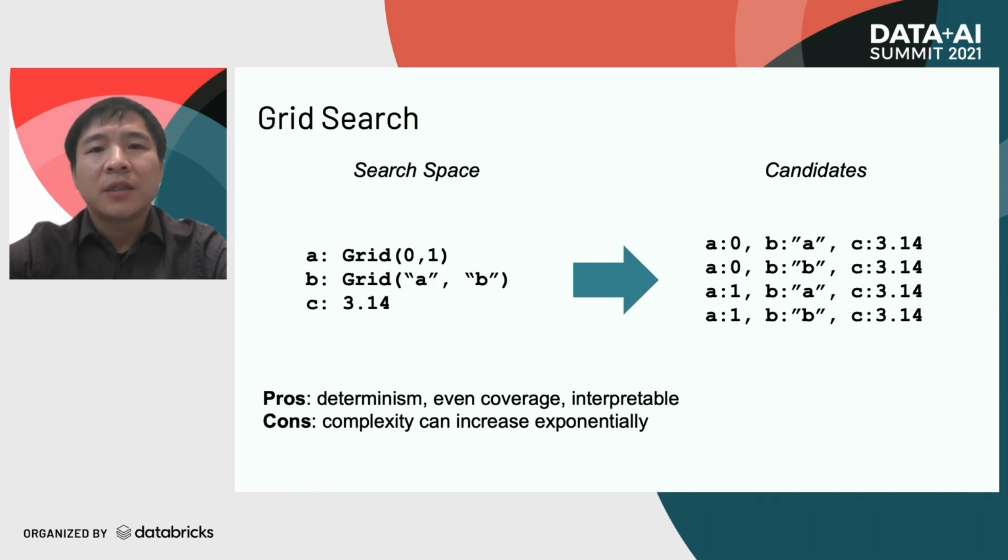Grid search is probably the most commonly used tuning method. It is straightforward, cross-product all choices on all parameters to get all combinations. It's deterministic and can cover each value of a parameter with equal probability. But the search space size for complex problems can be very large and sometimes unnecessary.